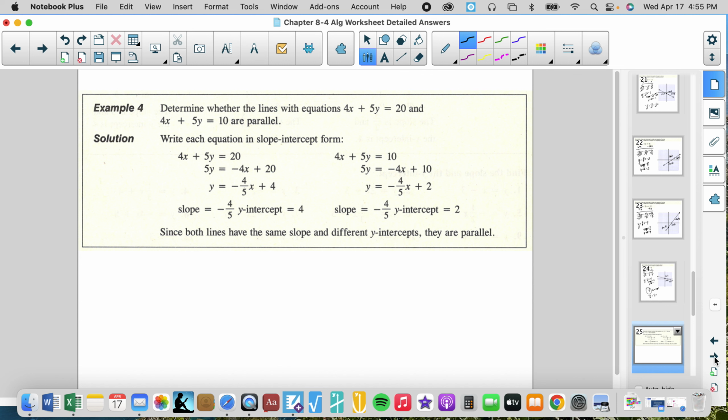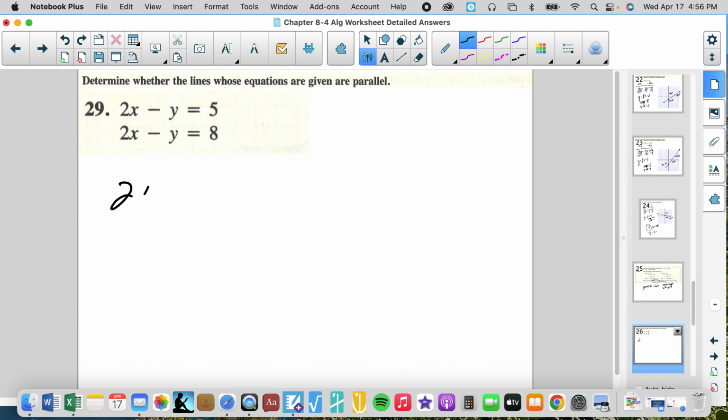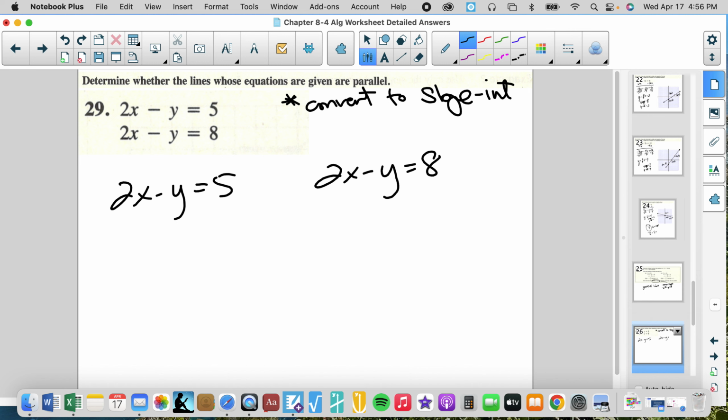Determine whether the lines of the equations are parallel. What do we know about parallel lines? Parallel lines have the same slope, different y-intercepts. So it would be in our best interest to put these equations in slope-intercept form. So convert to slope-intercept form.